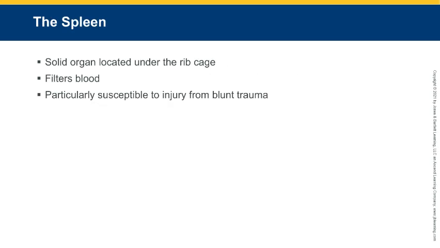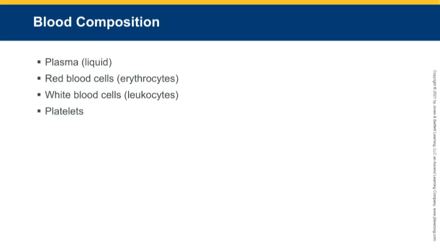The spleen is a solid organ located under the rib cage that filters blood and is particularly susceptible to injury from blunt trauma. Blood is composed of plasma, the liquid component, red blood cells, erythrocytes, white blood cells, leukocytes, and platelets.